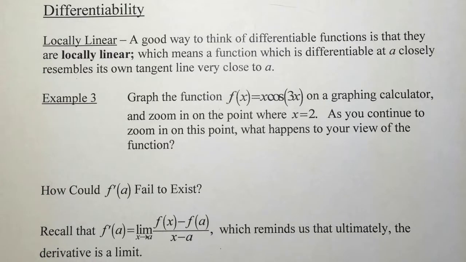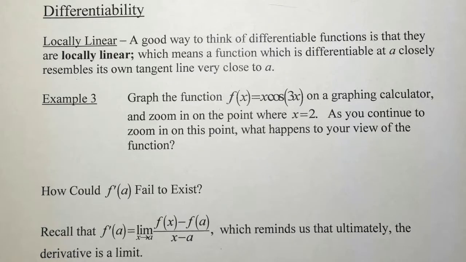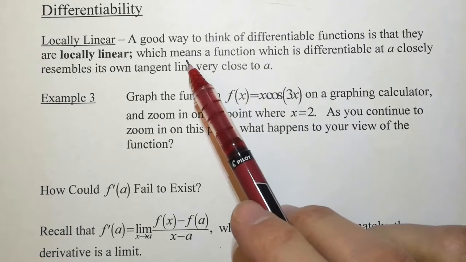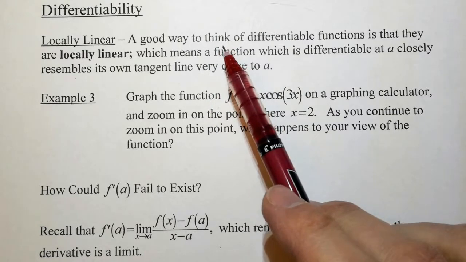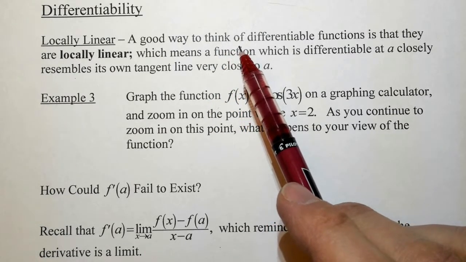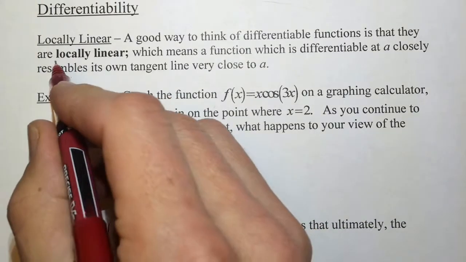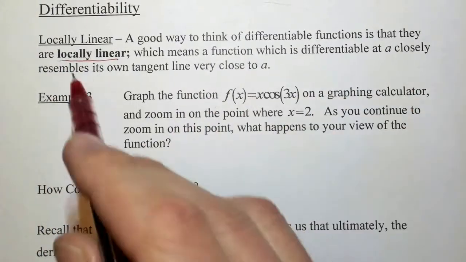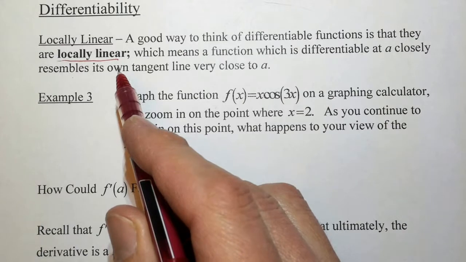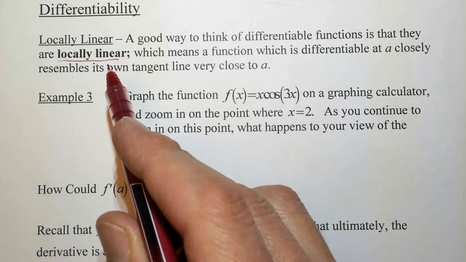When discussing whether or not a function is differentiable, in other words, whether or not the derivative exists at a certain value, a good way of looking at it is to determine whether or not the function is locally linear. Okay, because differentiable functions are locally linear at a particular point. So what does it mean to be locally linear?